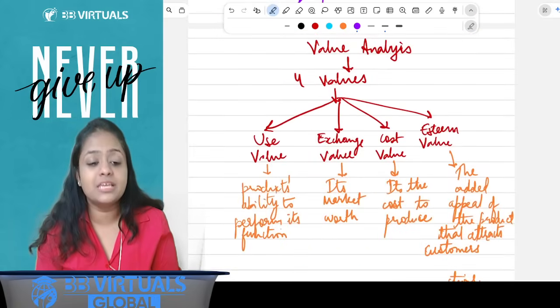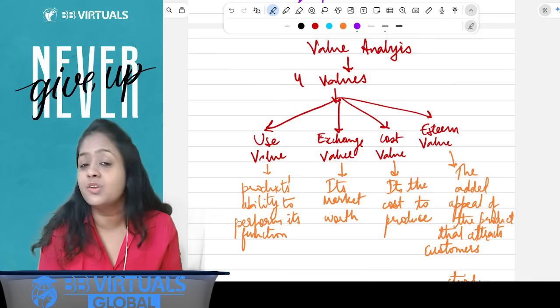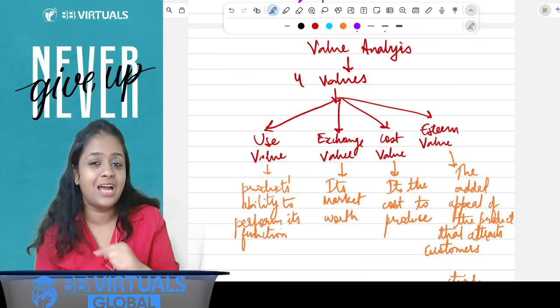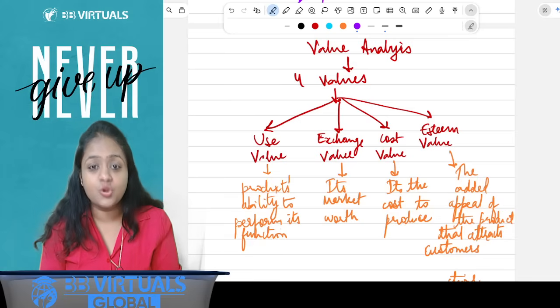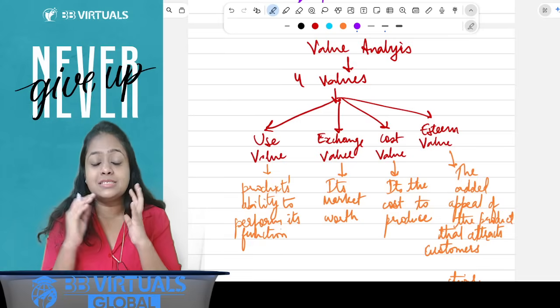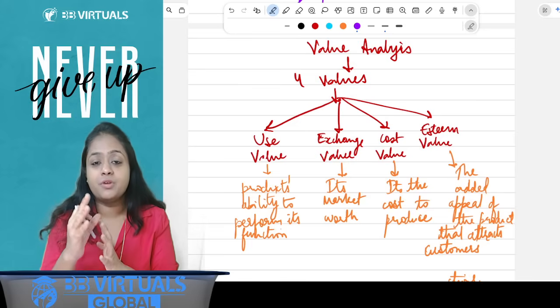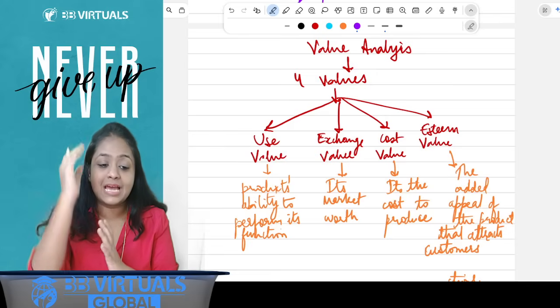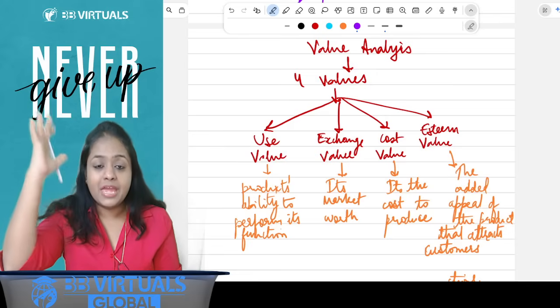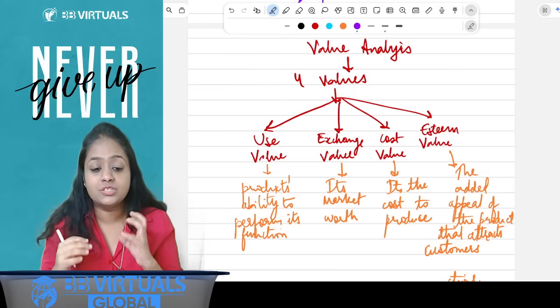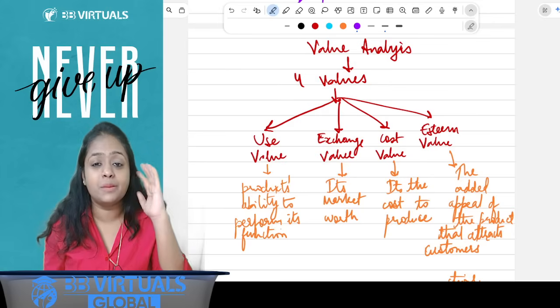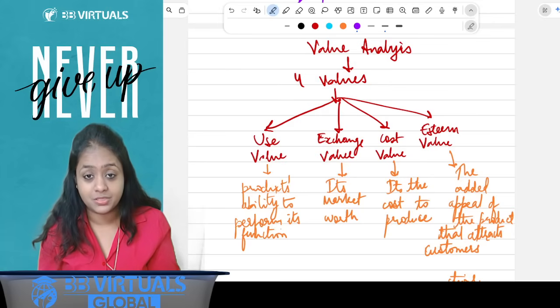So let me quickly take up the 4 values that are tested in your exam and that you need to know from target costing. Number 1, use value. Use value means simply the product's ability to perform multiple functions. One product can be used for multiple uses and that is its use value. Exchange value is the value at which the product can be exchanged. That is simply its market value, its market worth.